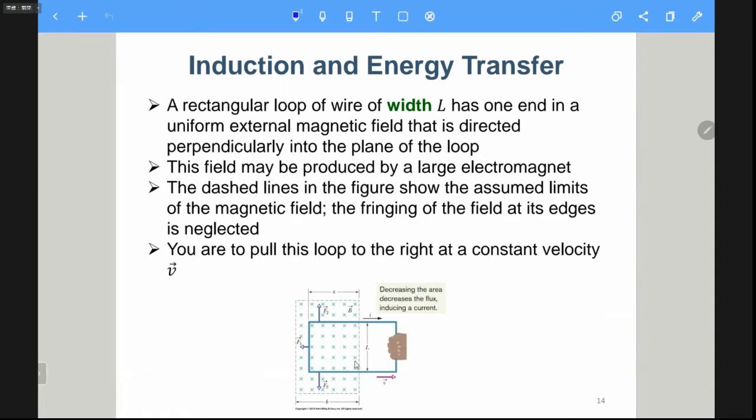So at the very beginning, if it is here, then the magnetic flux is B times this area. If sometime later the loop moves to this position, then the area is only this part. So the magnetic flux is actually changing. And just now we mentioned that if the magnetic flux through a loop is changing, then there will be an induced EMF.